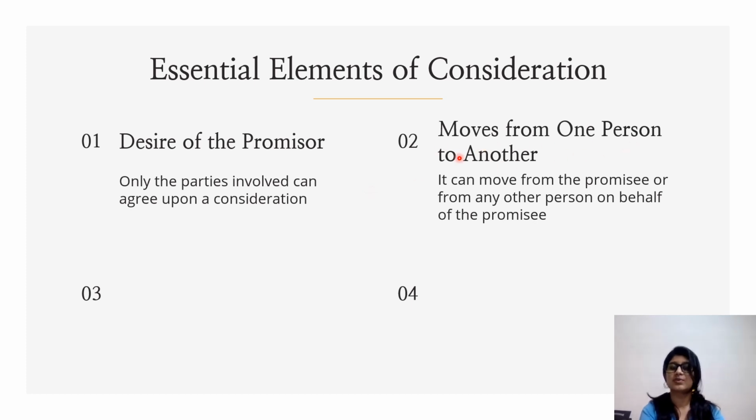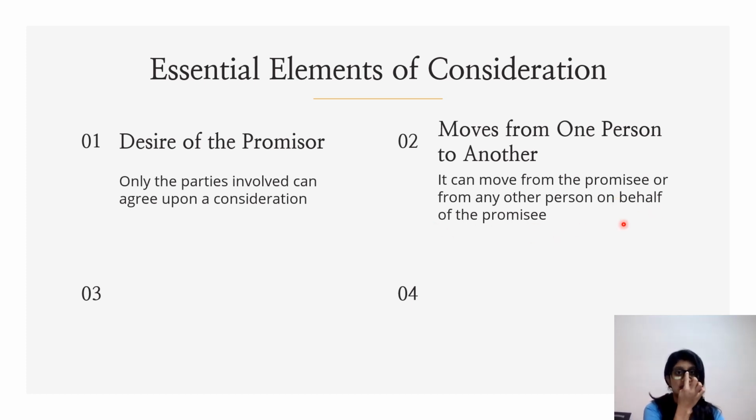Second, it moves from one person to another. Now, the consideration has to flow from one person to another. There has to be an exchange here. This can be done either bilaterally or unilaterally. We'll look at what that means later. But basically, it can move from either the promisee or from any other person on behalf of the promisee.